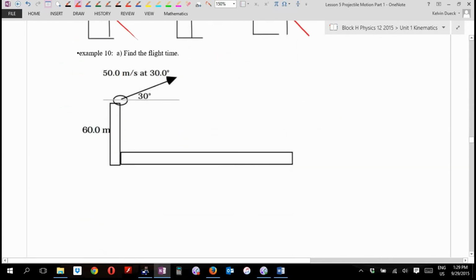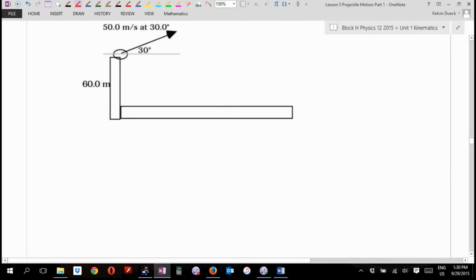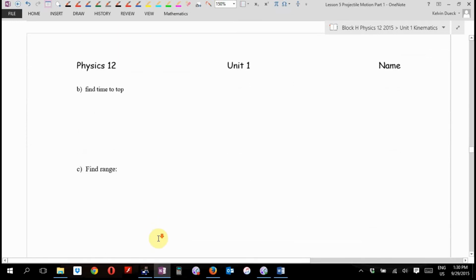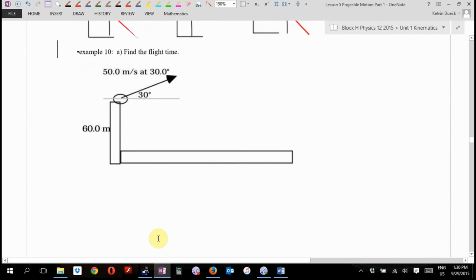Because I did say to you that most of the time we're going to spend is going to be finding time of flight. How much room did I give you? Okay, time to top, find the range. So flight time I got to do on this page. Check.